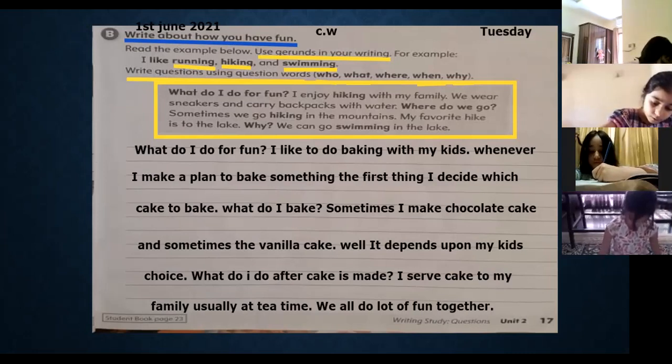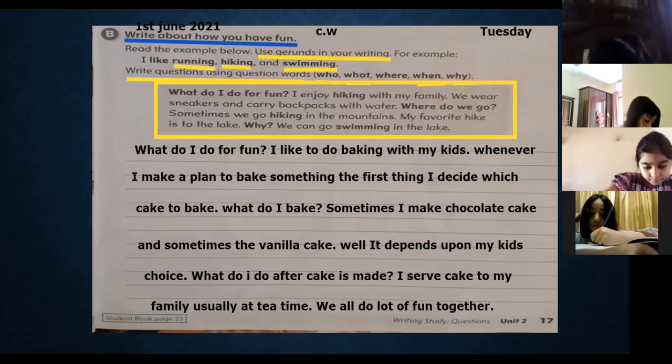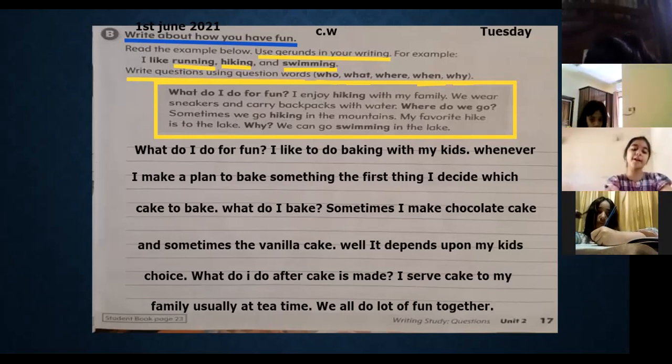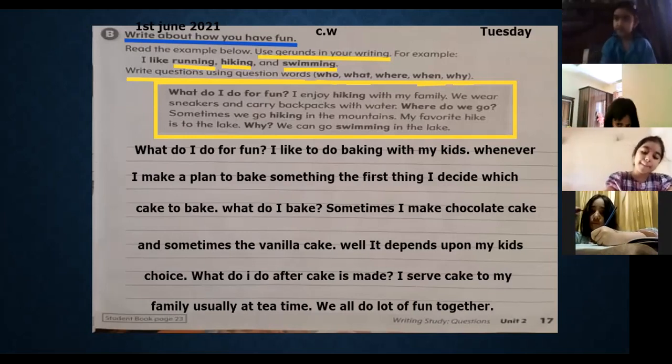You can do cycling to have fun. You can go for outing to have fun. You can help your mother in the kitchen to have fun. You can bake a cake with your mother to have fun. You can go for running to have fun. You can go for swimming to have fun. So there are a lot of ways to have fun.